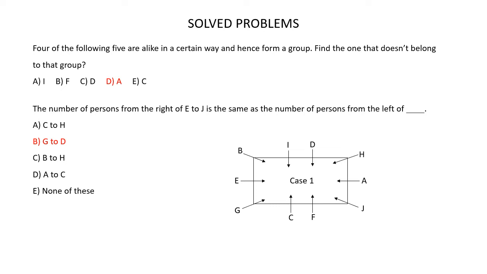So the number of persons from the right of E to J is 3 persons. So 3 persons are sitting between E to J. And the number of persons from the left of G to D is also 3. 3 persons are sitting between G to D. So clearly the correct answer is option B, G to D.